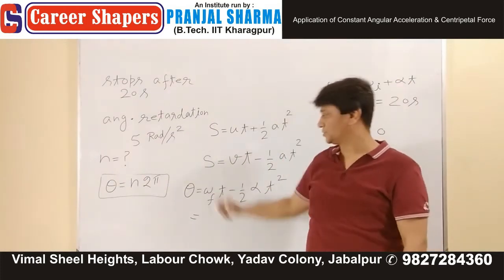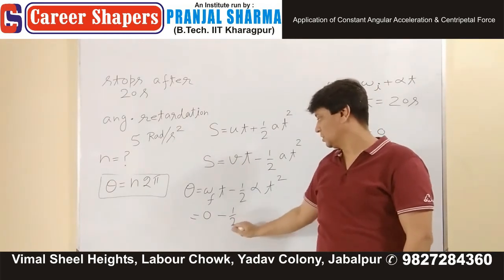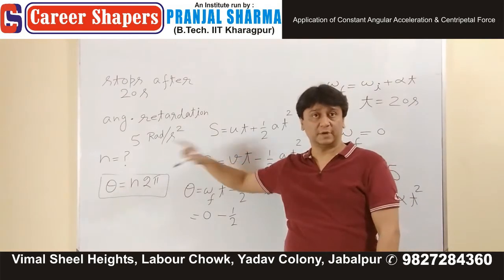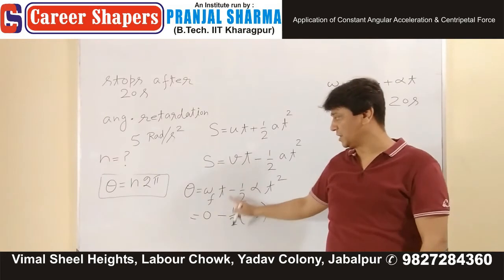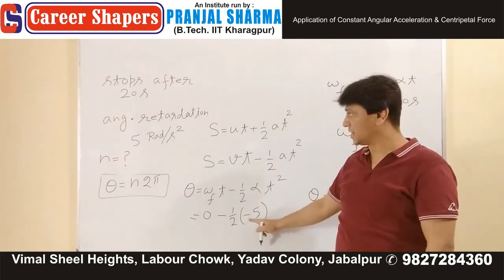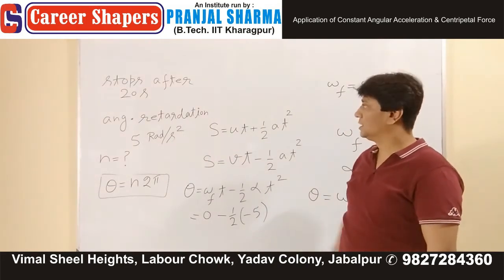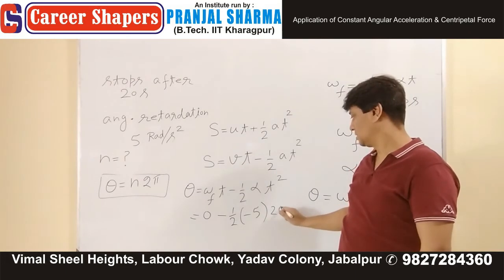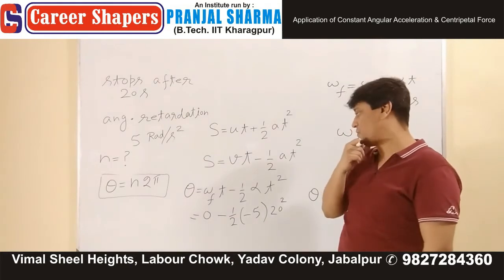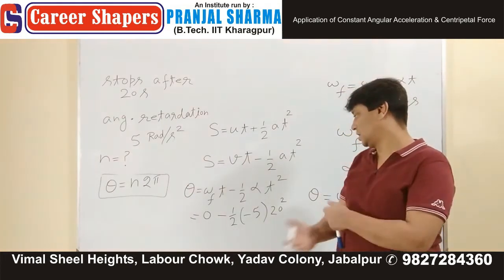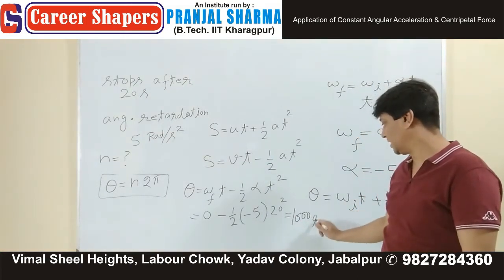Omega final, it stops, is 0. Done. Minus half. What is alpha? It's not 5. It is minus 5. This negative sign is coming from the formula, and this negative sign is because of the retardation part. T is given as 20, squared. Negative, negative, positive, 20 square, 400, 400 into 5, 2000, divided by 2, 1000. So theta is coming 1000 radians.